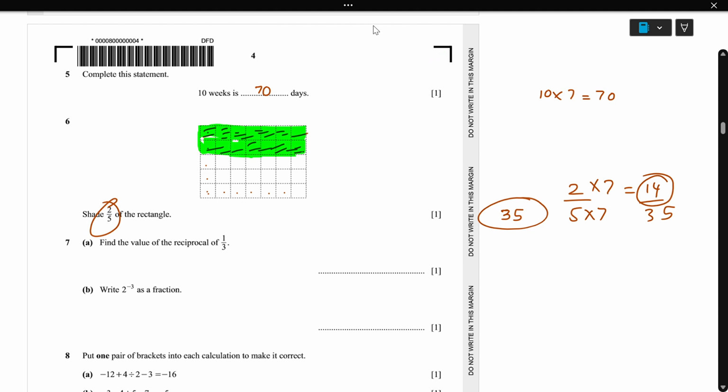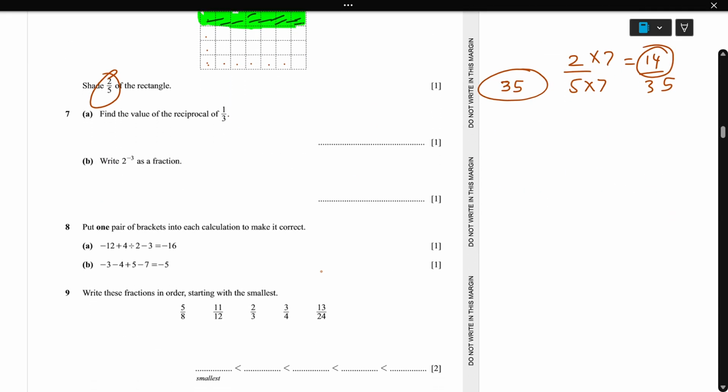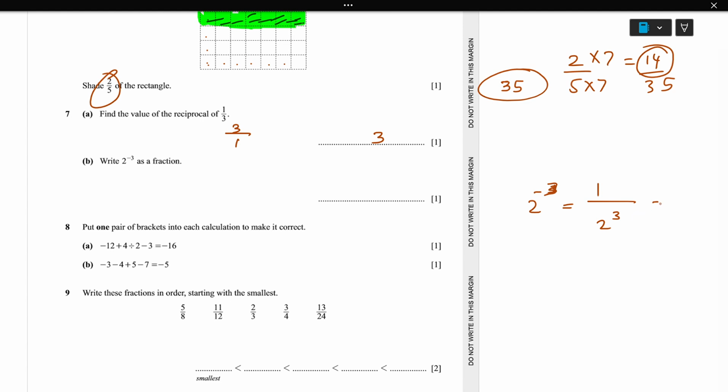Next, find the value of the reciprocal of 1 by 3. 1 by 3, when we take the reciprocal, we just need to swap it upside down, which is 3 by 1. So denominator 1 is not required, we can just write 3. Write 2 power minus 3 as a fraction. So 2 power negative 3, when we change the negative to positive, becomes 1 by 2 cubed. 2 cubed is 2 times 2 times 2, which is 8. So the answer is 1 over 8.